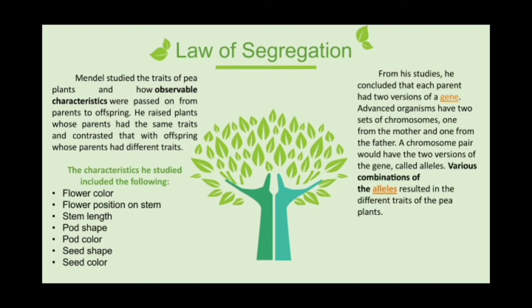From his studies, he concluded that each parent had 2 versions of a gene. Advanced organisms have 2 sets of chromosomes, one from the mother and one from the father. A chromosome pair would have the 2 versions of the gene called alleles. Various combinations of the alleles resulted in the different traits of the pea plants. The law of segregation says that a parent gives just 1 allele for a gene to each gamete they produce.